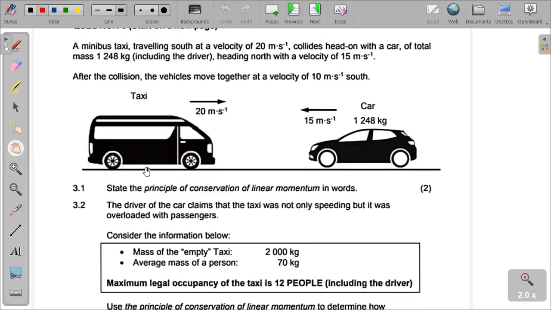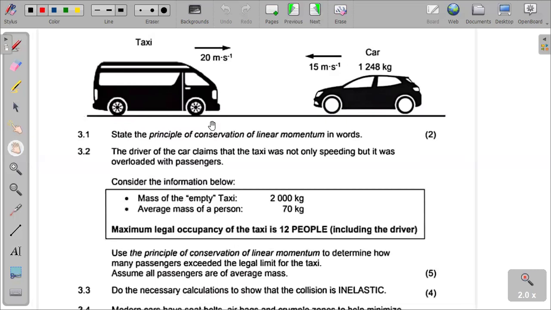Right. So it simply states that the total linear momentum of an isolated system remains constant, or we can simply say it is conserved. The total linear momentum of an isolated system is conserved, or the total linear momentum of an isolated system remains constant. That's 3.1 for us. Let's go to 3.2.